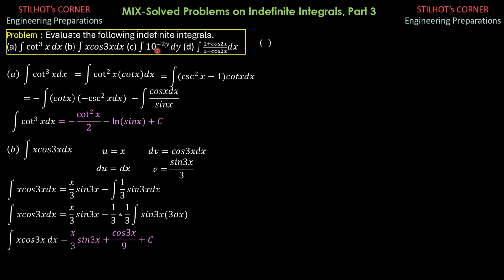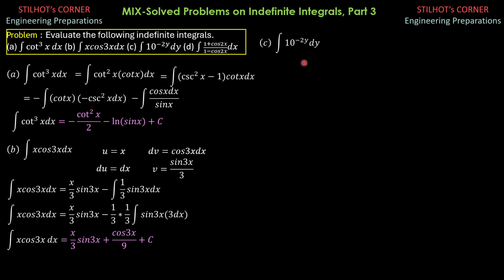We then proceed to part C. This is in the form integral of a to the u. U is negative 2y, so the differential is negative 2 dy. So it is negative 1/2 integral of a to the u du, and the integral of a to the u du is a to the u over ln of a, then plus c.